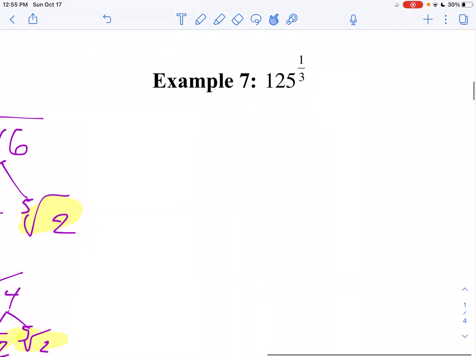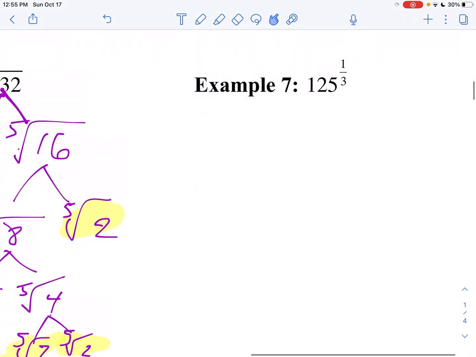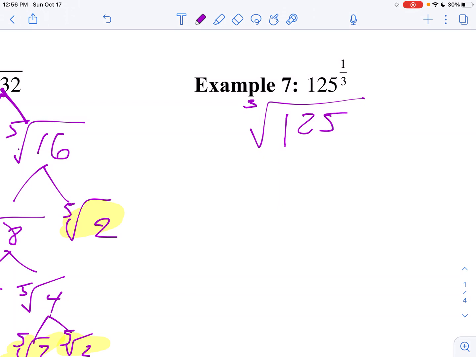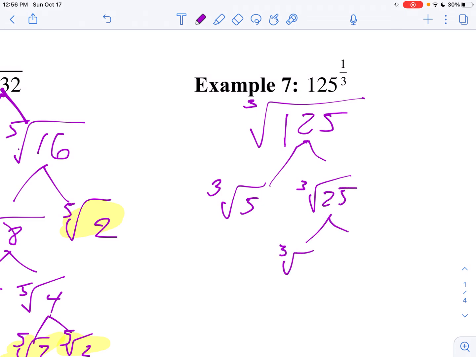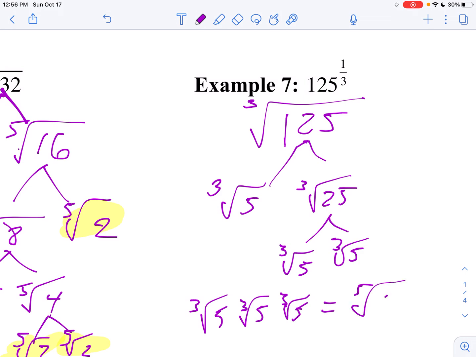Let's take a look at number 7. Now, that's in fractional form. So what does that mean? Well, that means I'm going to do the cube root of 125. I like to do it with radicals. You could make a factor tree with the fractions too. So we could say that'll be the cube root of 5 times the cube root of 25. And the cube root of 25 is the cube root of 5 times the cube root of 5. And then I get the cube root of 5 times the cube root of 5 times the cube root of 5, which is the cube root of 5 to the 3rd.